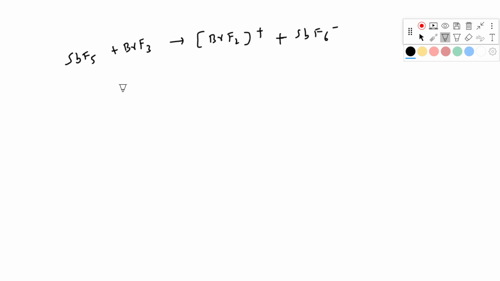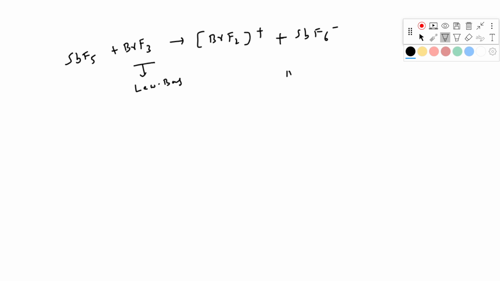SbF6 minus. I'm asking, if you take this reaction, what is the nature of BrF3? Observe whether it is a Lewis base or a Lewis acid. So here BrF3 acts as a Lewis base. Why? Because it is giving electrons to this.